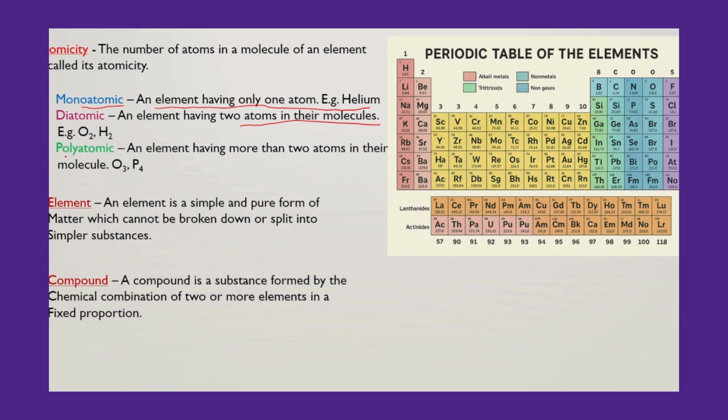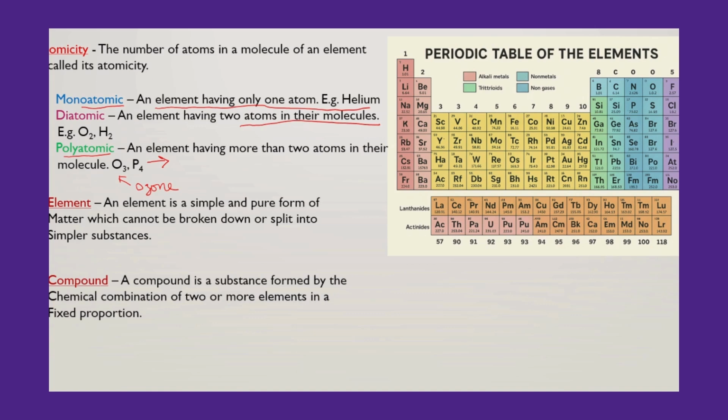Then anything above 2 atoms is called polyatomic. Ozone, O3, is ozone, where 3 oxygen atoms combine together to form ozone. Sometimes it is also called triatomic. Then phosphorus, P4, is polyatomic. So monoatomic, diatomic, polyatomic. Mono, only one atom. Diatomic, 2 atoms. Polyatomic, more than 2.